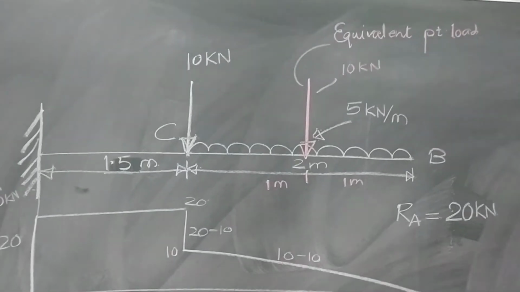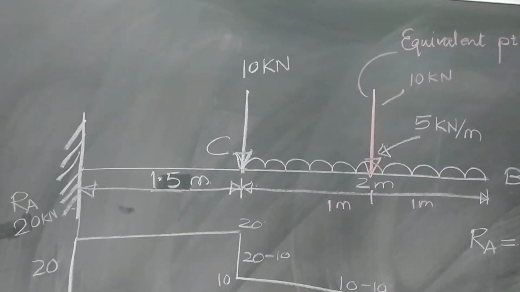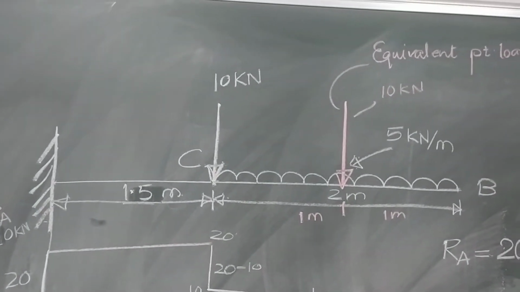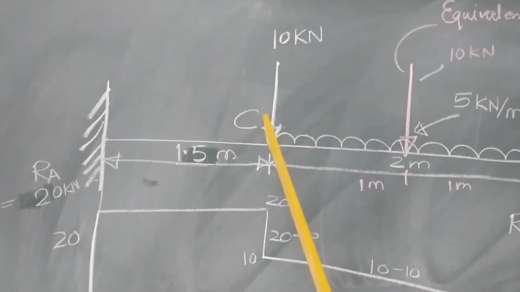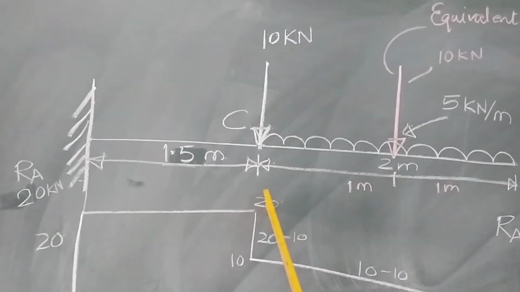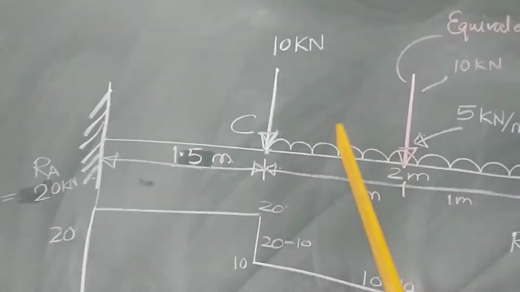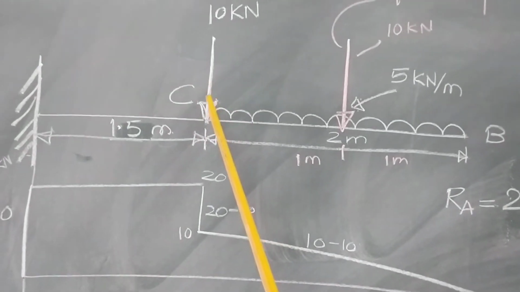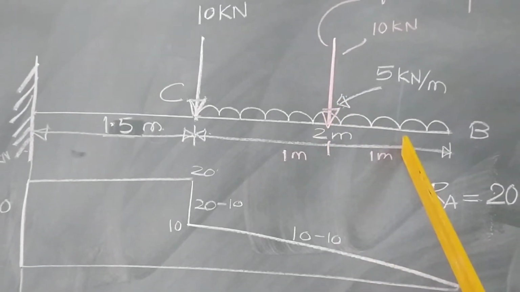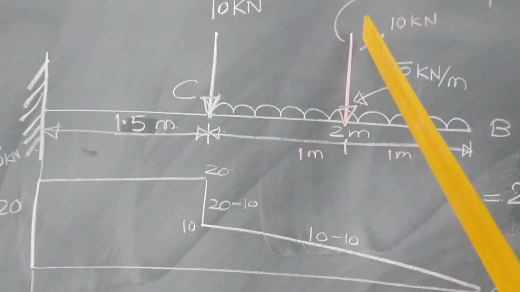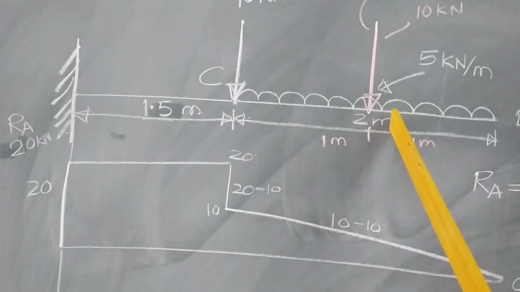Hello students, let us start with cantilever beam with UDL and a point load. Consider a cantilever beam AB with point load 10 kilonewton at a distance of 1.5 meter from fixed end A and a UDL from point load to free end B, which is 2 meter. This pink color load is nothing but equivalent point load. It is not given in the problem, we have calculated it.